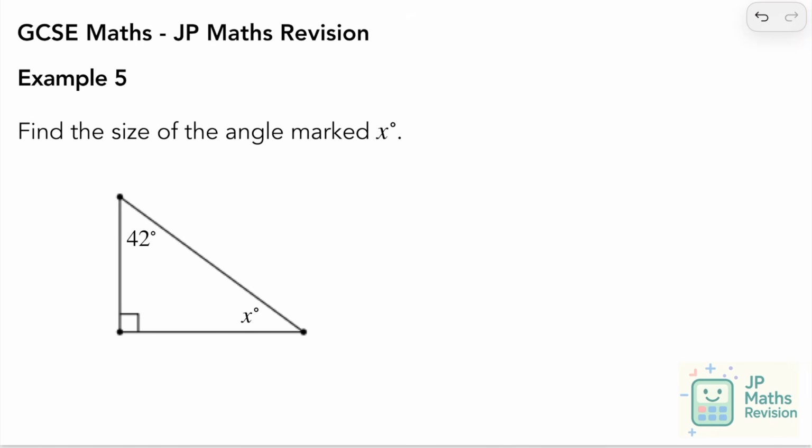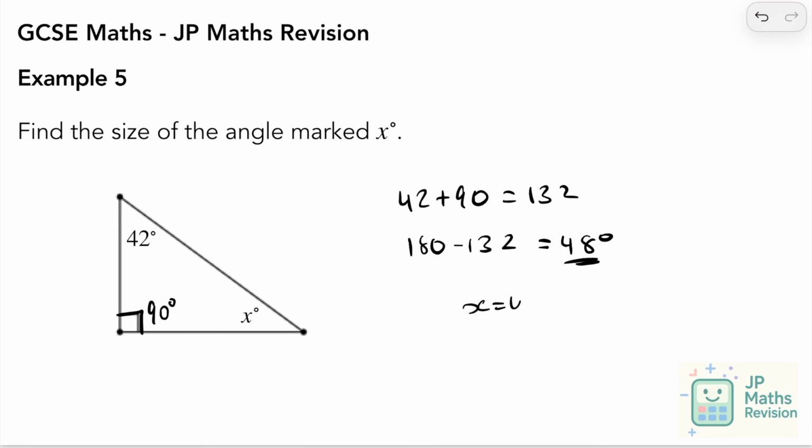Here's another example. We need to work out what x is. So this angle here is a right angle, so this angle is 90 degrees. So we do 42 plus 90, which is 132. 180 take away 132, and that is 48. So x is equal to 48 degrees.